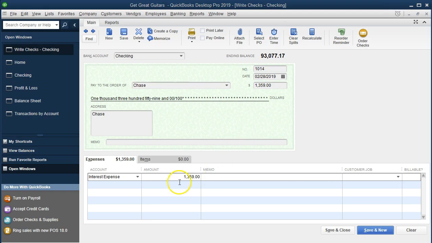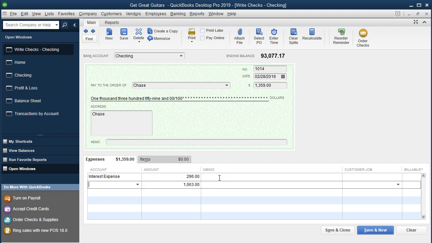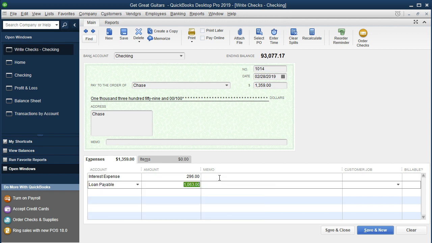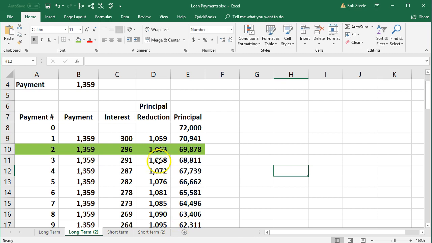And notice that there's no way for QuickBooks to auto-populate this. That's kind of the point. It can't really help us out in that fashion by just auto-populating the information. We're going to have to always go back in here and say, okay, this is a different number, 296. I can't just look at the last time period and make it the same. And then the loan principal amount is going to go down by the difference, which will be 1,063. And if we go back to our schedule, there it is.